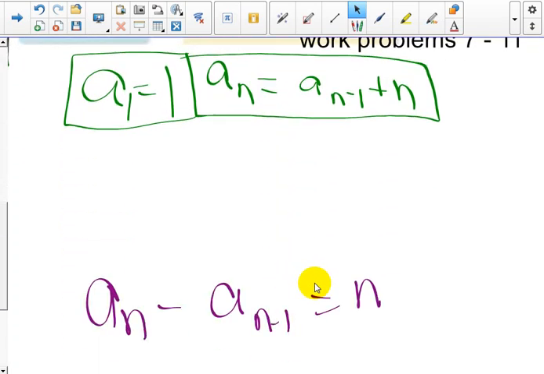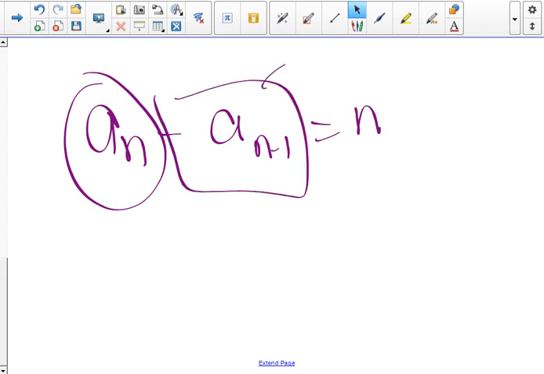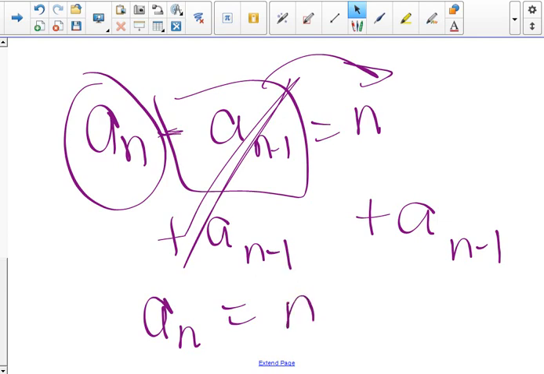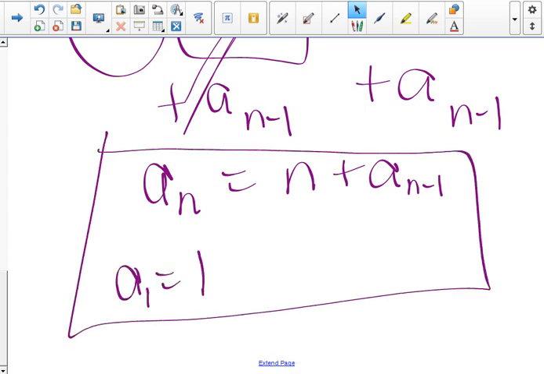So when we write that, we still have to write the formula as a sub n equals. So that means we've got to put this over here. So it was subtracted, so we need to add to get rid of it. And we have to do it to both sides, right? So then it goes away here, and we have a sub n equals n plus a sub n minus 1. Now we've got our full recursive definition. So our first term is a sub 1 equals 1, and then our formula. Because remember, we have to have both of those for the definition.